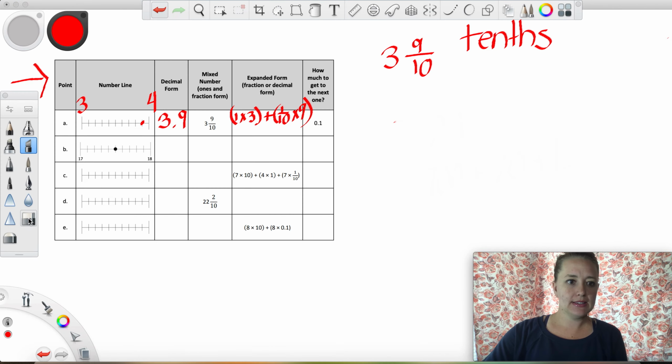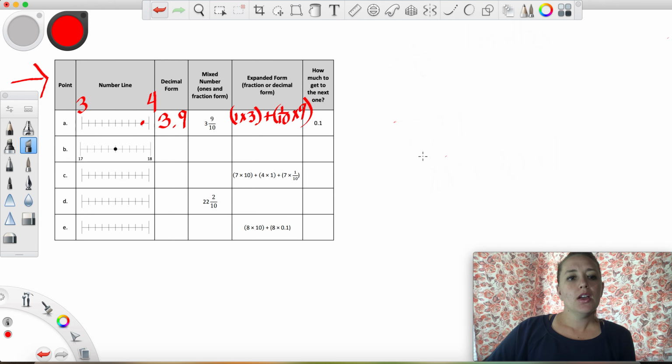Okay, let's look at another one. Let me erase this. And there we go. Okay, so let's look right here. We don't know any of these, but we do have the number line. So we can find the decimal or the fraction or the mixed number based on this number line. When I'm looking, I'm seeing it's not between 0 and 1, it's between 17 and 18. So that means I already have 17, but I don't quite have 18. So my whole is 17, but now what's my decimal?